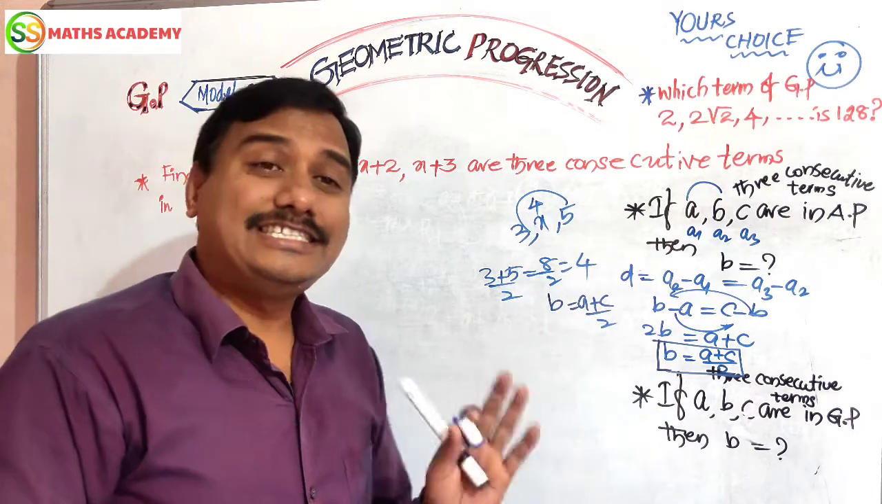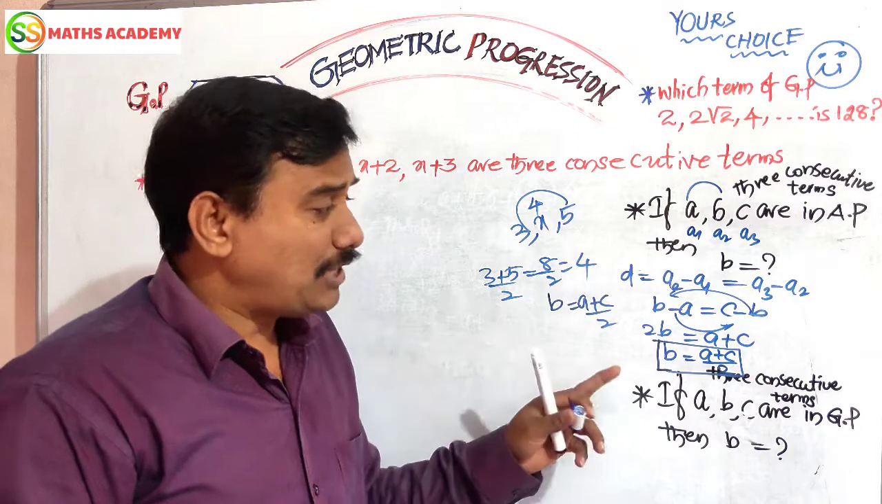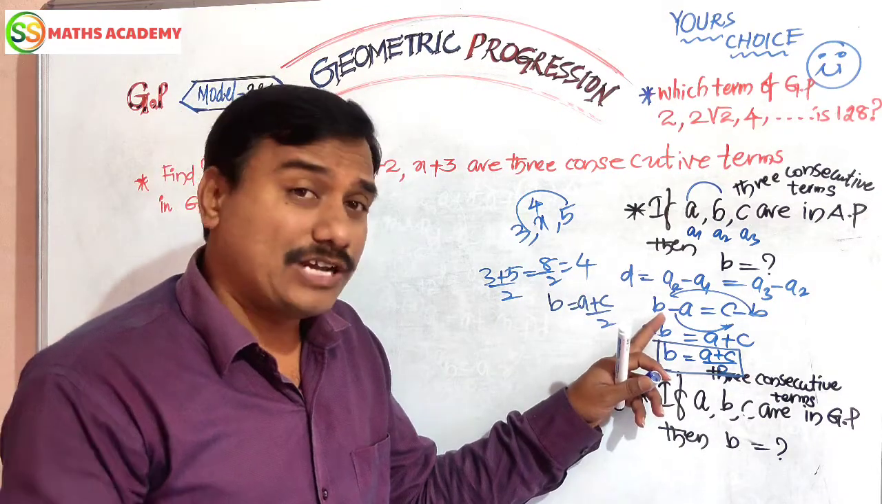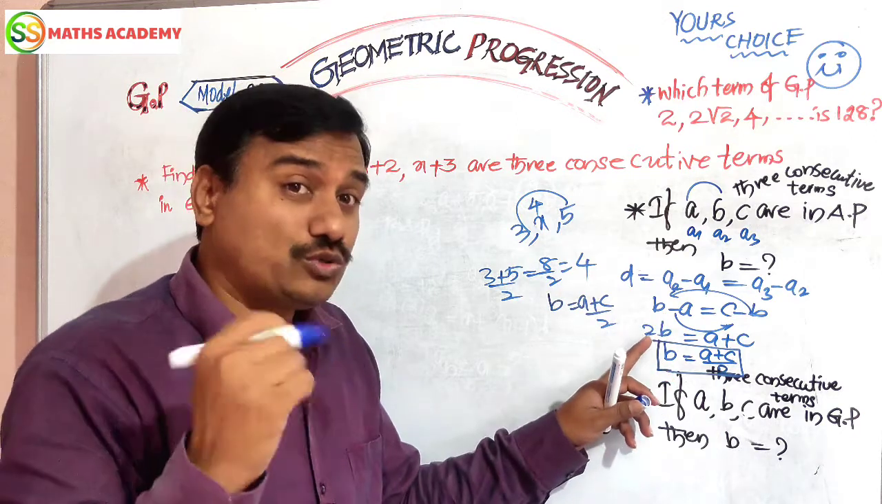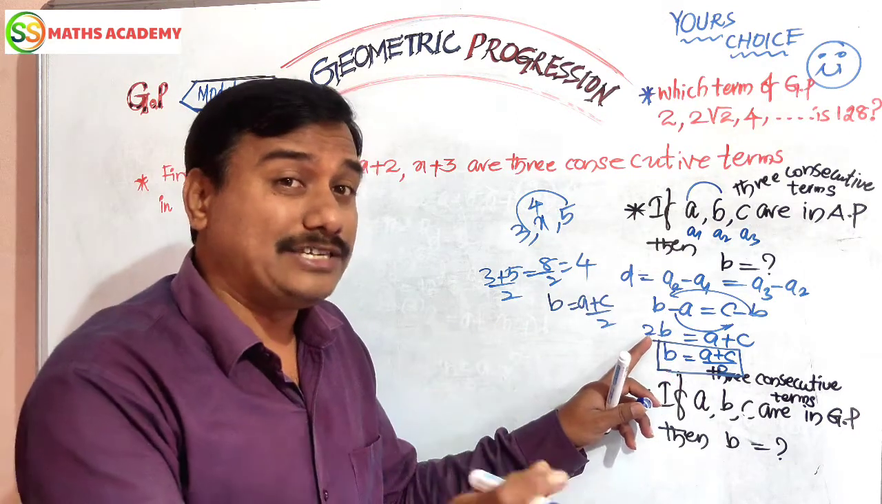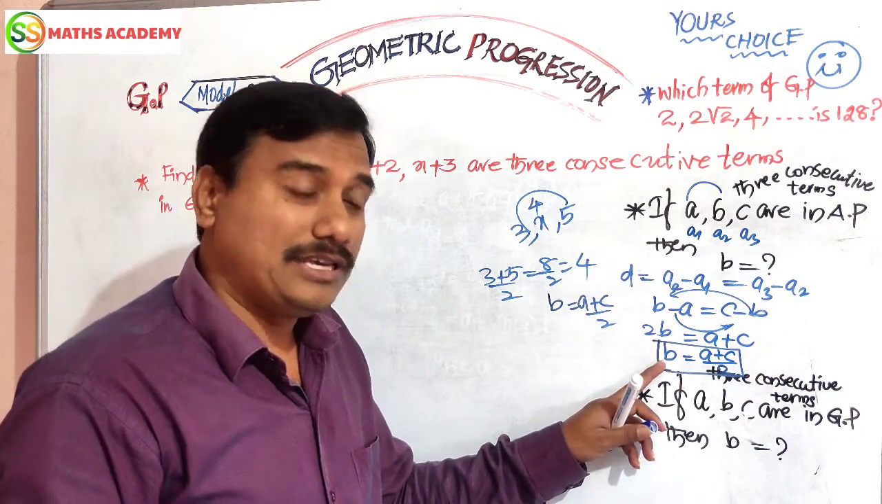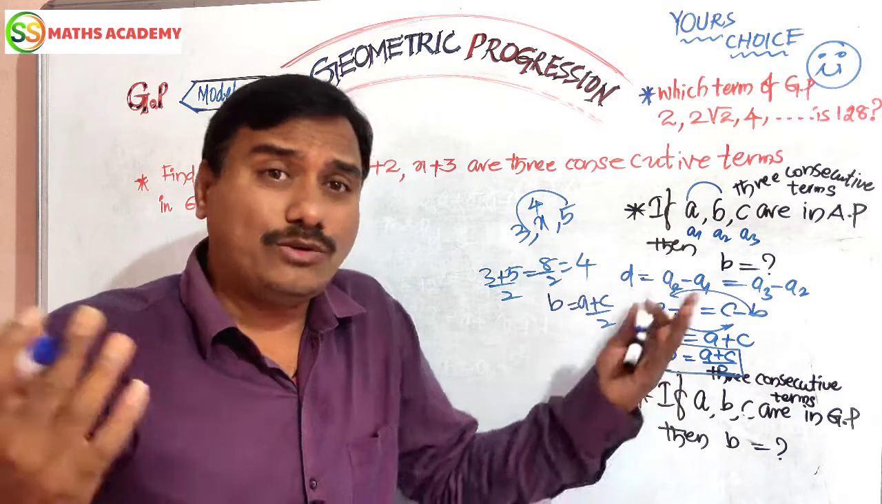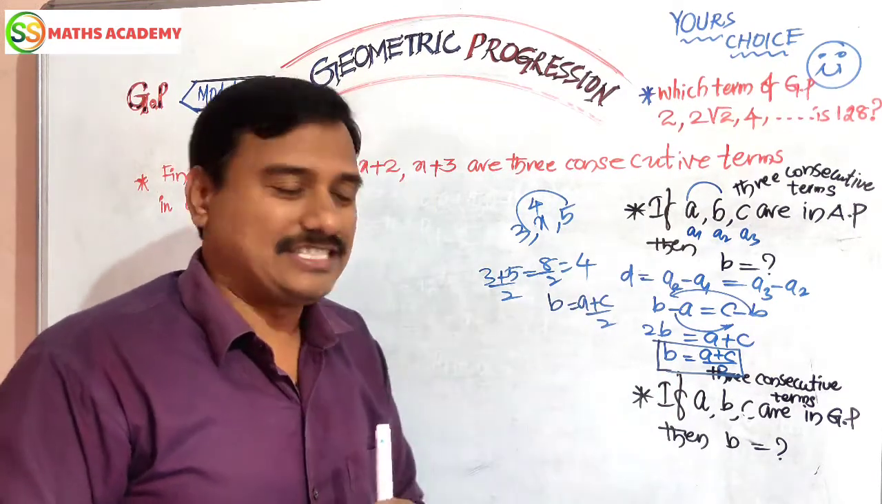Got it. Questions like this will come in Part B, and we can solve them very easily. Sometimes they may ask B minus A equals dash; in the options C minus B will be there, and you can put it. Sometimes they ask 2B equals dash; in the options A plus C will be there, and you can write the answer. Sometimes they just ask B. In these three ways they can frame a question in the paper. Get ready, my dear students.